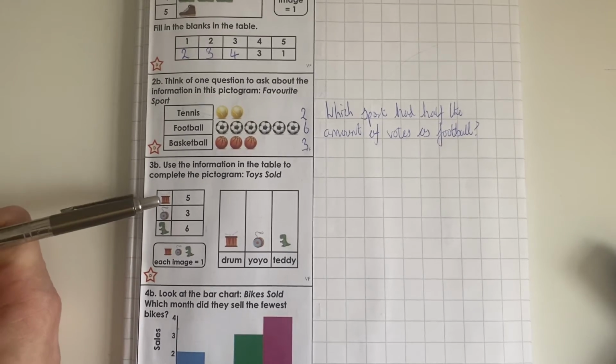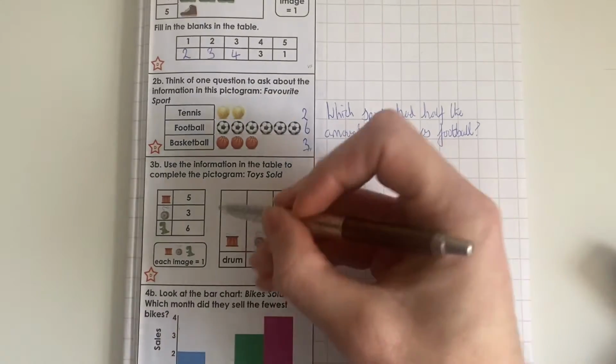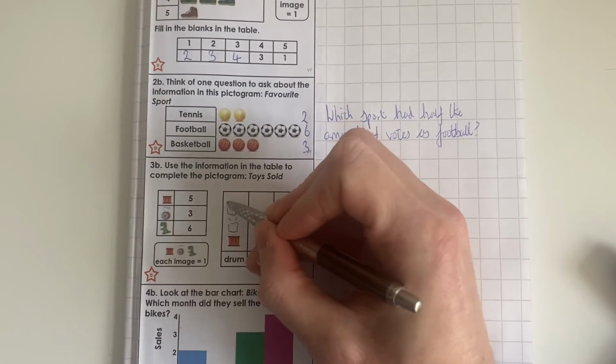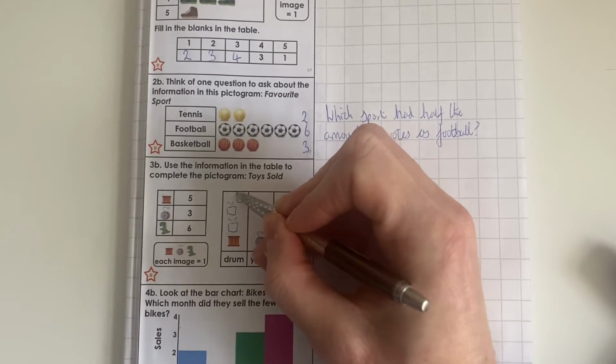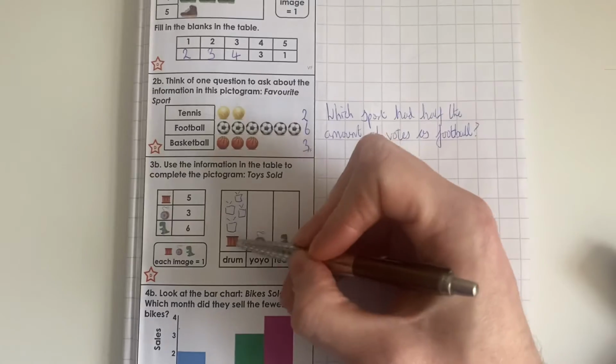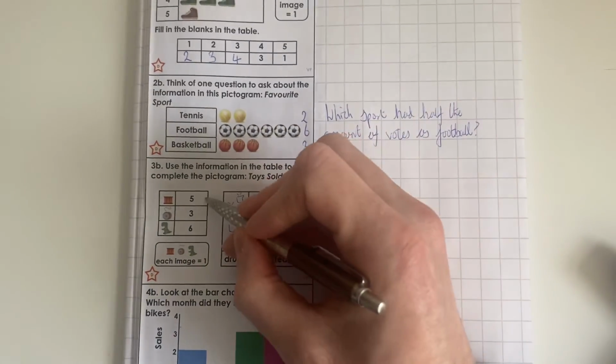It says here we've got 5 drums, so we're going to have to draw 5 drums. I'm going to try my best to draw some drums. Again, these pictures don't need to be very detailed in terms of what they look like, as long as they've got the right amount. 1, 2, 3, 4, 5. So that's correct, we've done that.